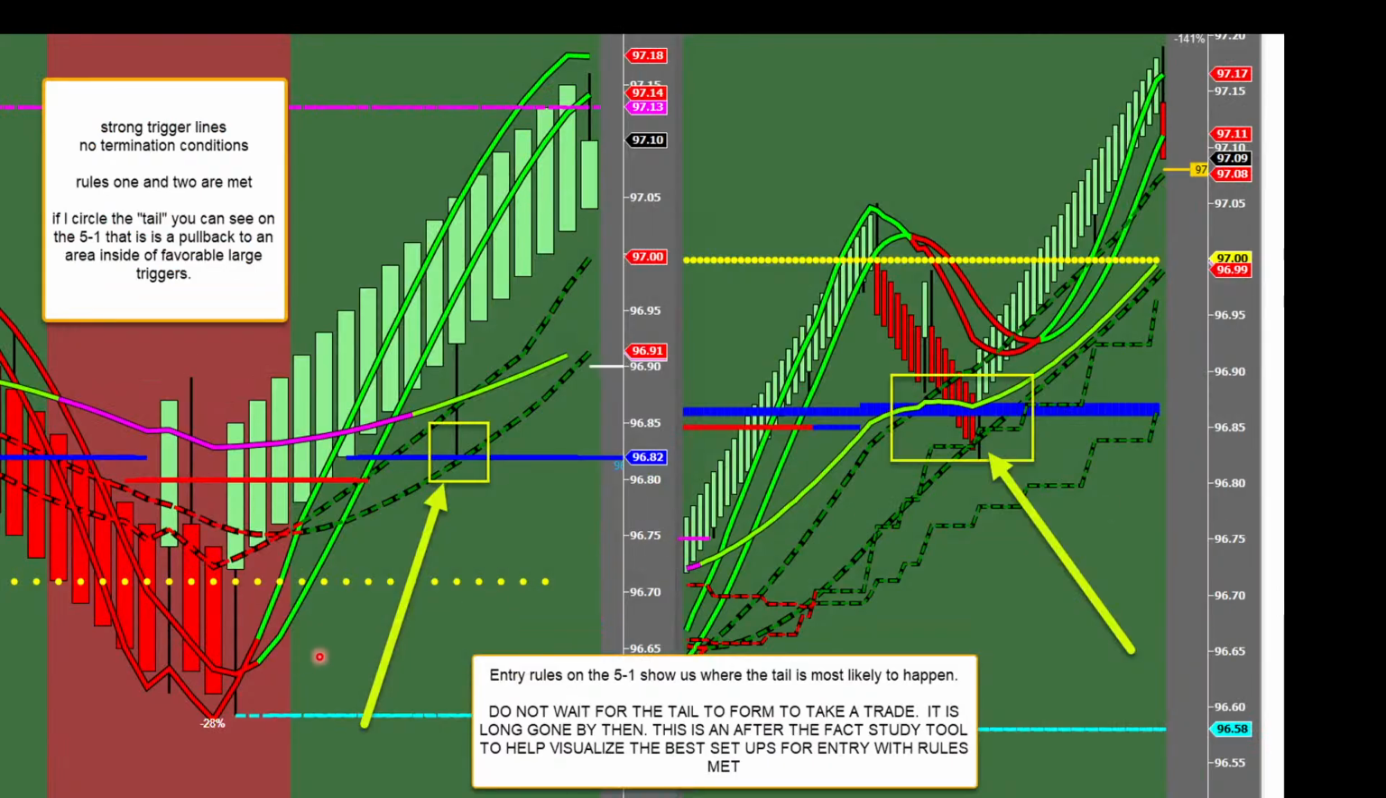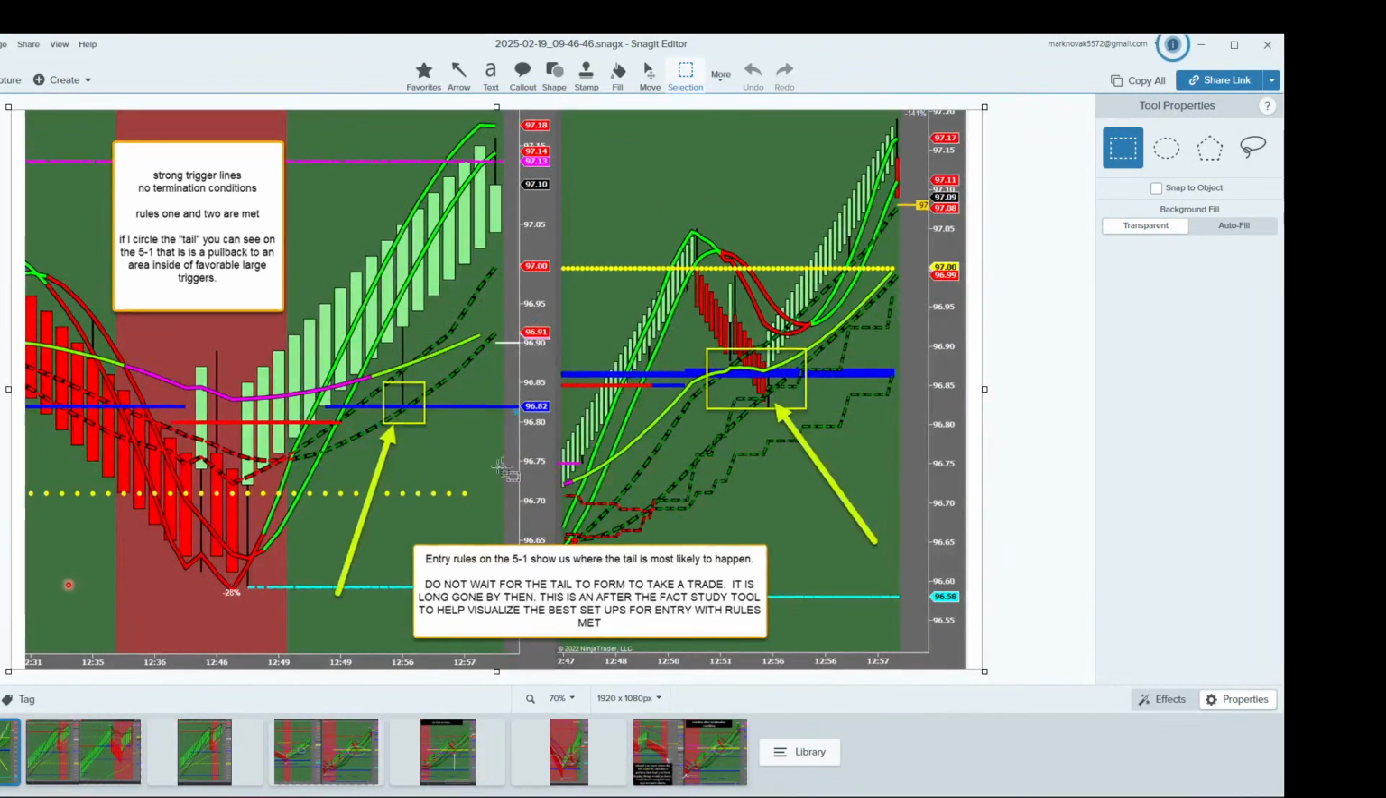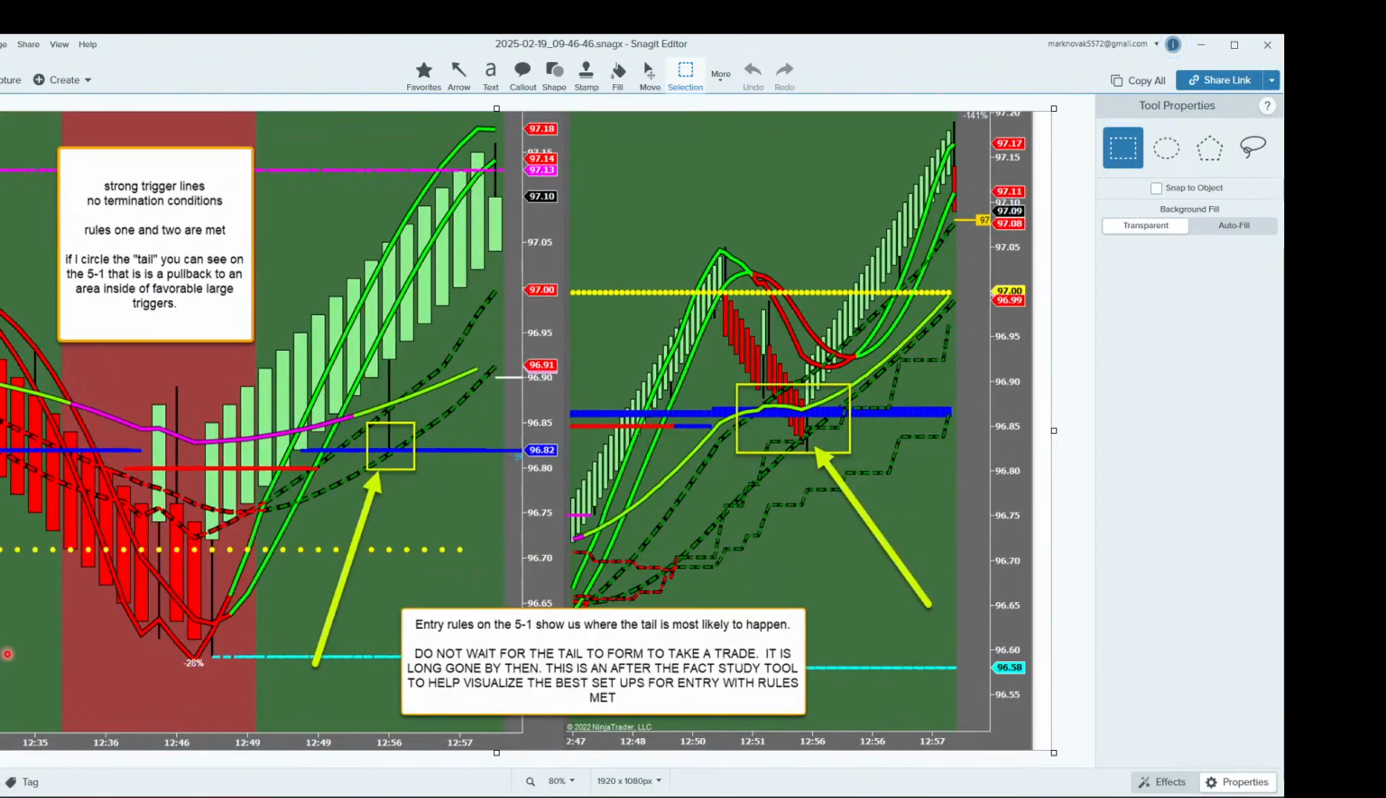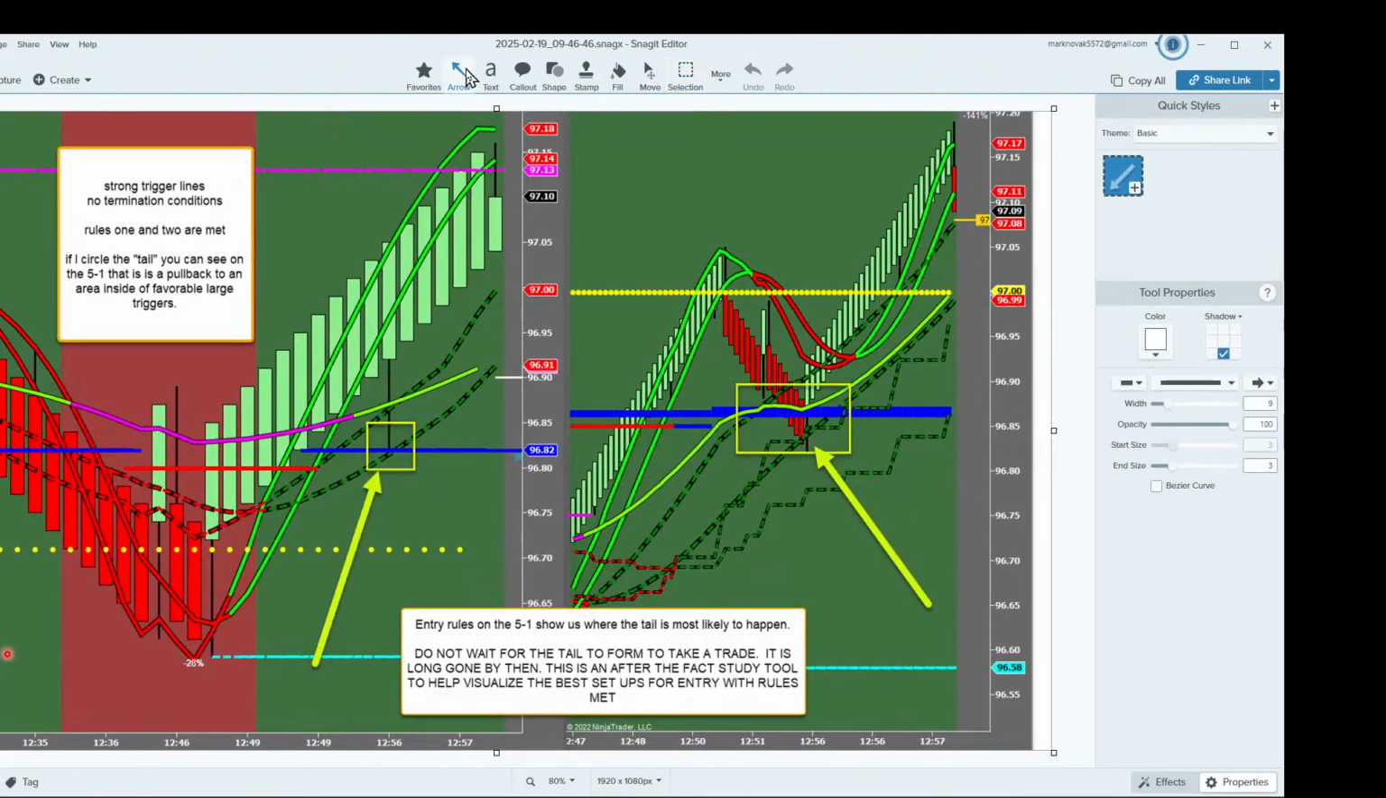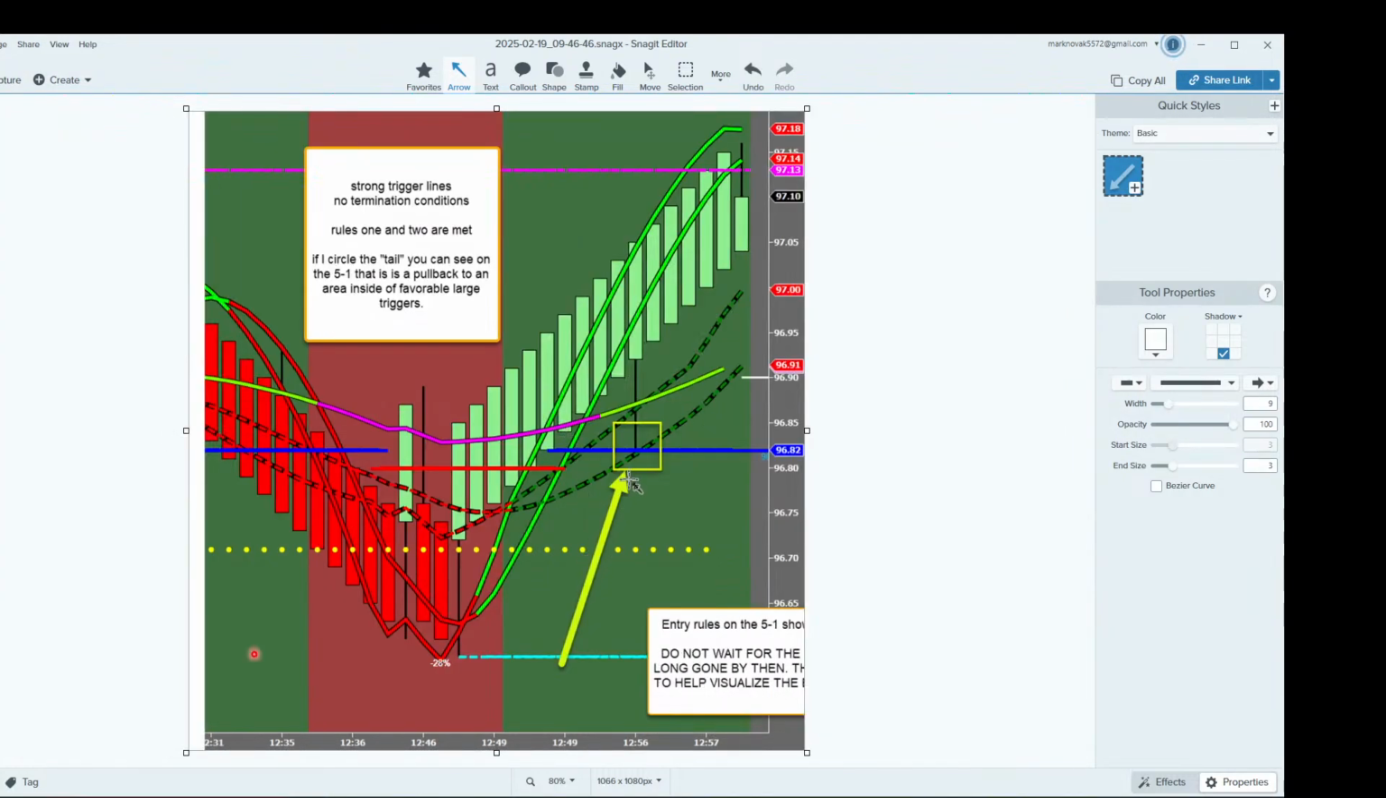Great entries create manageable trades. So what we need to do is study. You've got to recognize this pattern. It all starts on the large chart. Large chart, not even looking at my small chart. Large chart has to have strong trigger lines. Otherwise, I'm not looking for a trade.